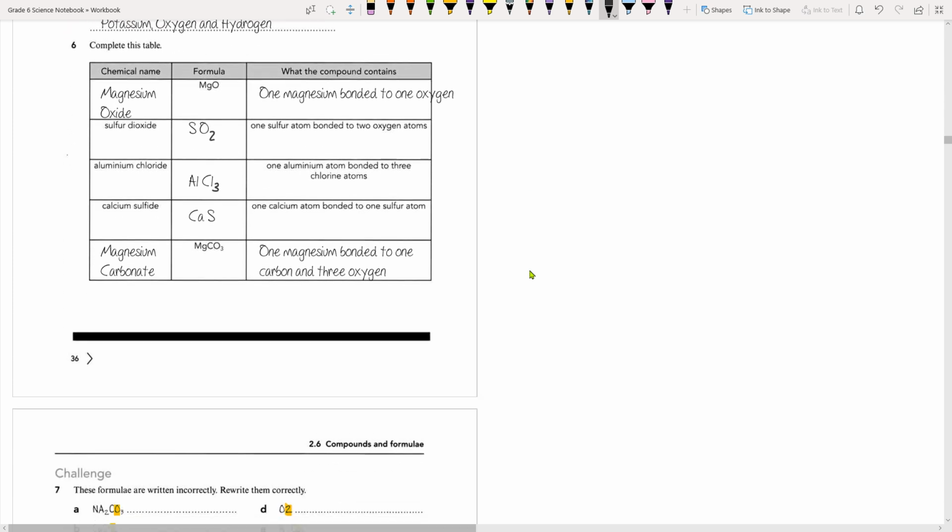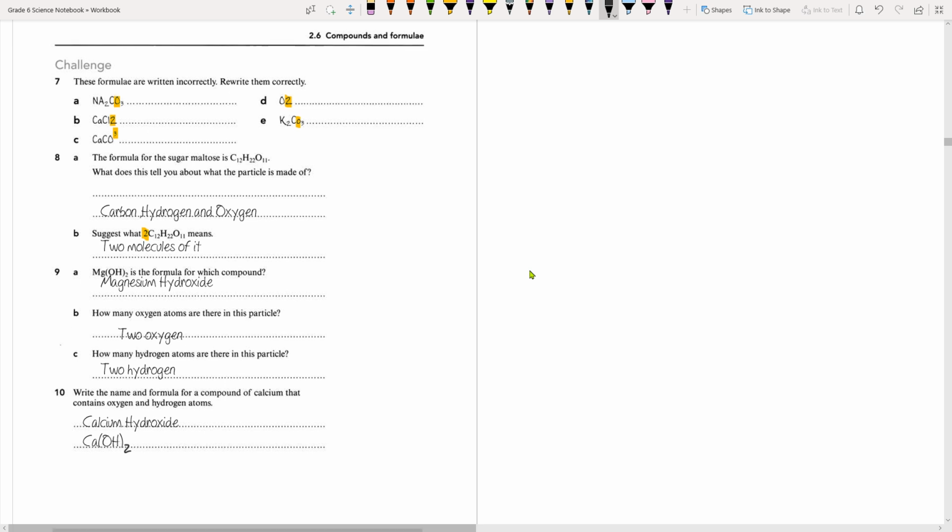I'm just going to keep moving down. Some of these I could not write using the normal method, so I'm just going to use Na2CO3, CaCl2, then CaCO3. Remember, the number of atoms comes to the bottom: O2, and then K2CO3. CO3 is there. The O was supposed to be bigger here.